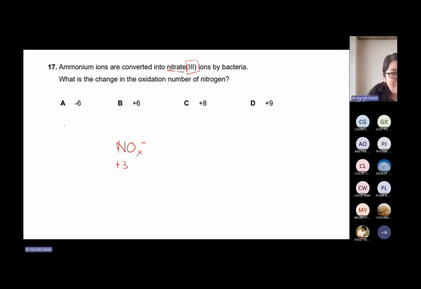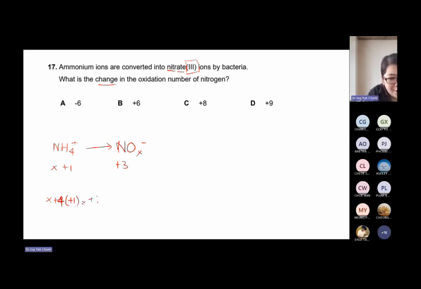They say that the ammonium ion is being converted to these nitrate(III) ions. So what is the change in the oxidation number? Since this is already given to us as +3, what we do is find the oxidation number of nitrogen in the ammonium ion. Hydrogen is always +1 because it has only 1 electron and loses the electron very easily to other atoms. So always +1. So this is X, unknown. X plus 4 times +1.